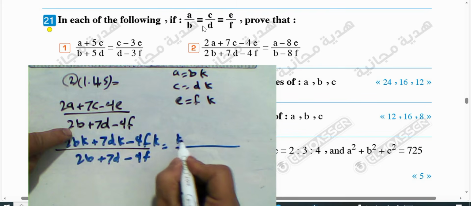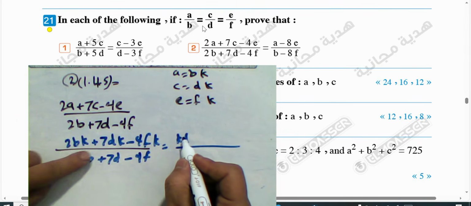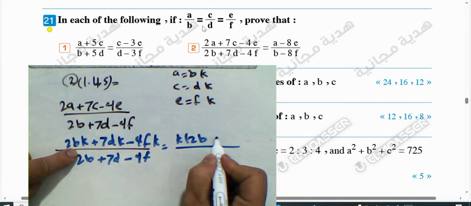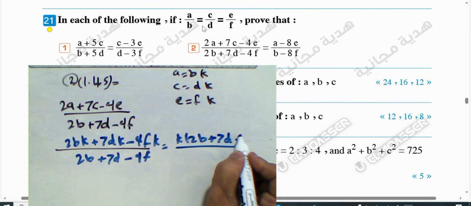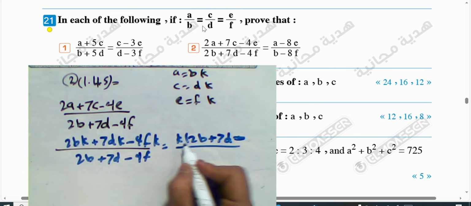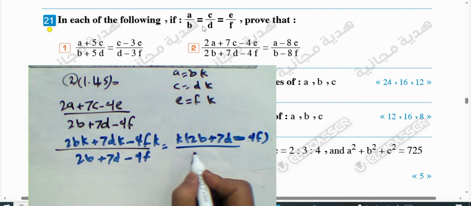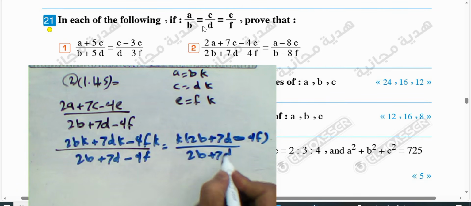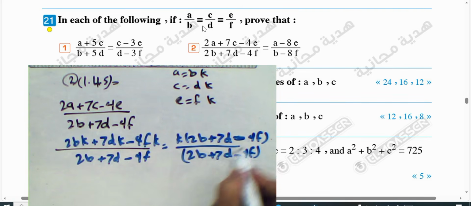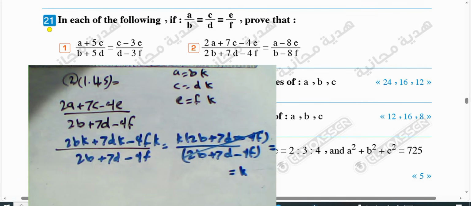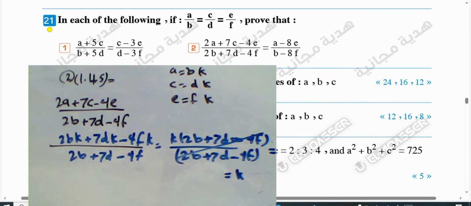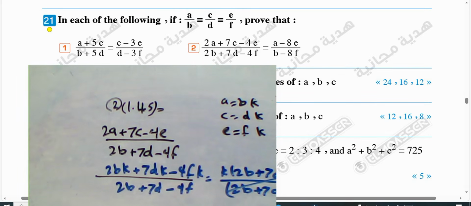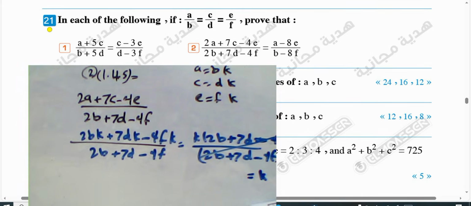You can take k out as a common factor and then divide this term. It will be 2b, 7dk divided by k equals 7d, and 4fk divided by k equals 4f. We have, down, 2b plus 7d minus 4f. You can cancel, and the result will be k. Now we will write the relation at the right hand side. We found the left hand side will be k.